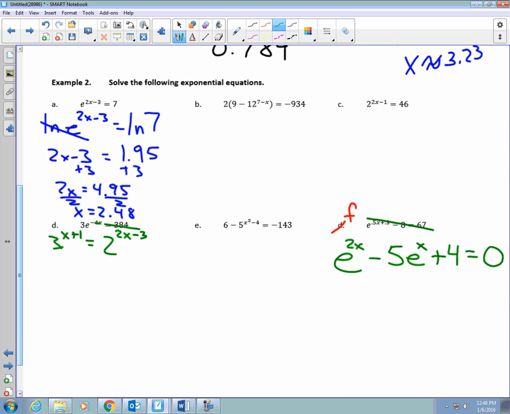Log base 2. So 1 divided by 2. Log base 2, both sides. Okay, what'd you come up with, a log base 2 of 46?